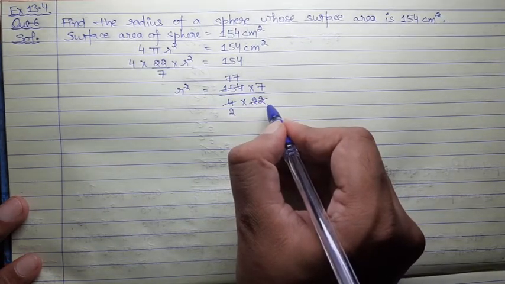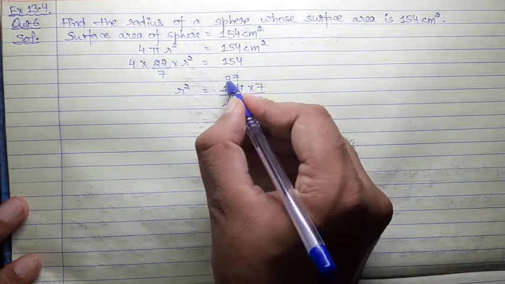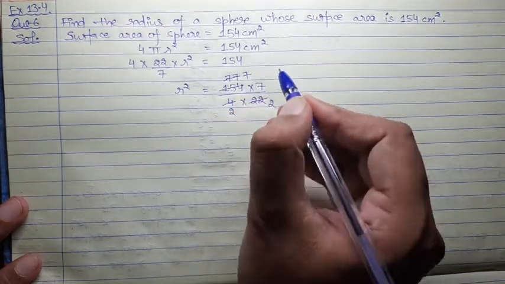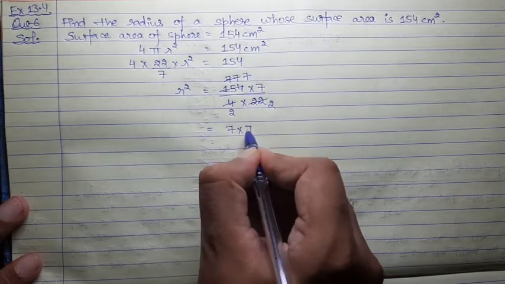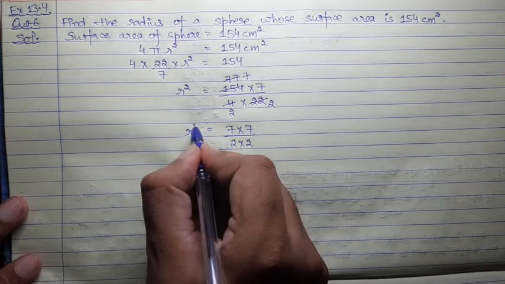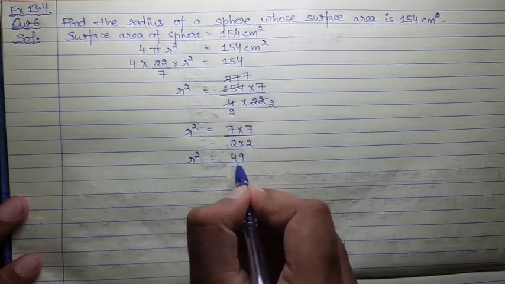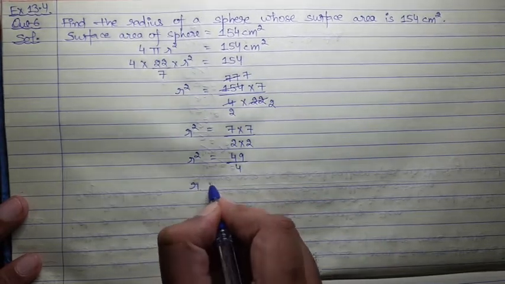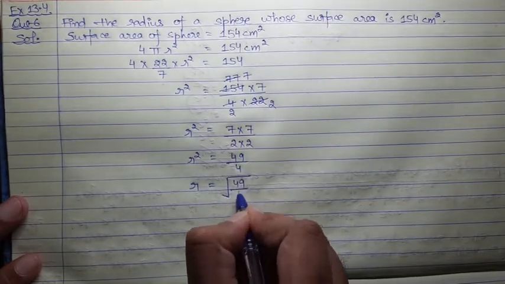11 1 ja 11 and 11 2 ja 22, and when we cut 77 with 11 we get 7 here. So we get 7 multiply 7 over 2 multiply 2. R square is equal to 49 over 4. R is equal to square root of 49 over 4.